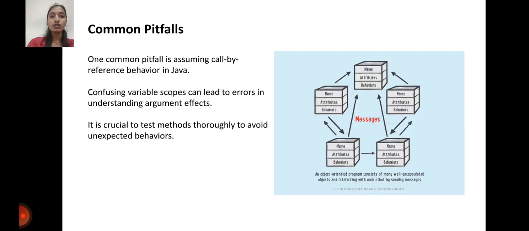Common pitfalls. One common pitfall is assuming call by reference behavior in Java. Confusing variable scopes can lead to errors in understanding argument effects. It is critical to understand how a method treats its arguments to avoid unexpected behavior.